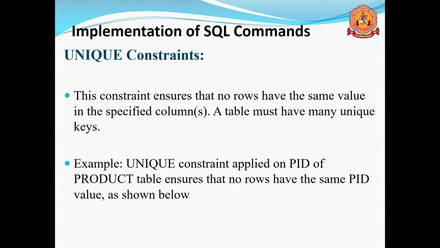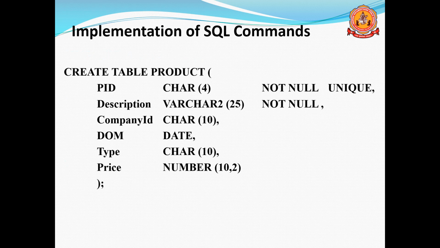For example, you can see a unique constraint applied on the PID of the product table. The unique constraint applied to PID of the product table ensures that no rows have the same PID values, as shown below. Here is one example. One product table is created. It contains PID, char of 4, not null. The next one is description, varchar of 25, not null. Company ID, char of 10. Then date of month, that is date. Then type is char of 10 and price is number of 10, 2.